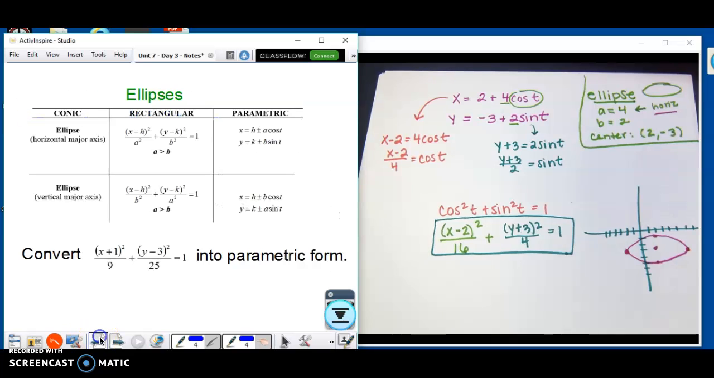So just to look back at the chart for an ellipse. An ellipse is going to have the cosine and sine in the parametric, but the two numbers in front are going to be different. Whereas for a circle, they would have been the same.